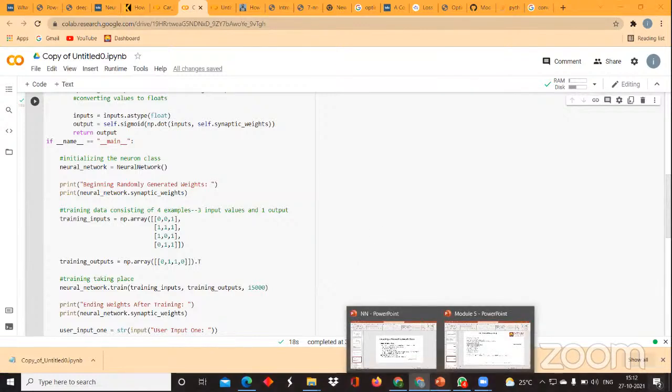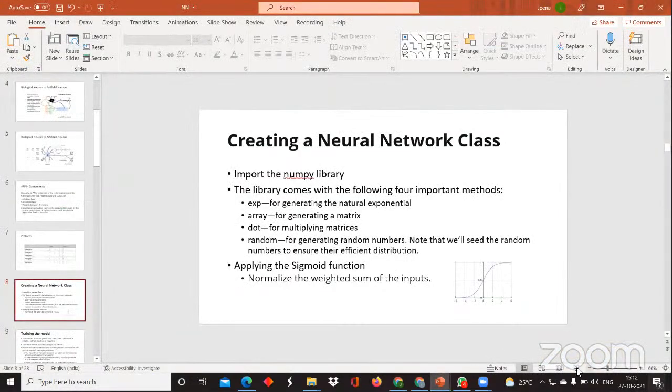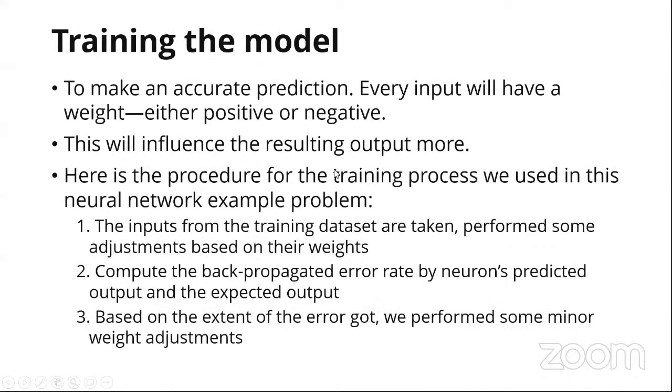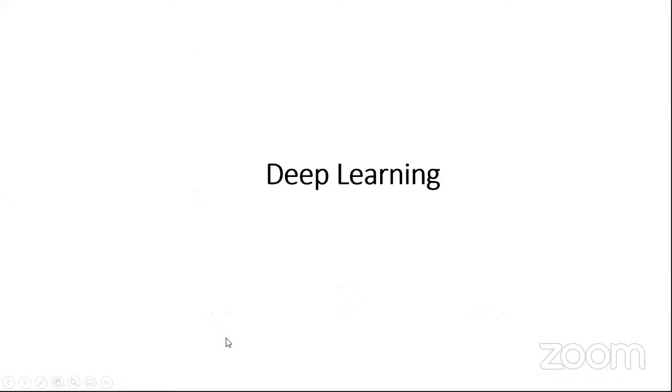So see this, I was explaining this now. In this way, we have to create the neural network class. Next, I taught about training the model: through the input, by computing the error, we have to adjust the weight. With that, we have to train the network. So this is the neural network.